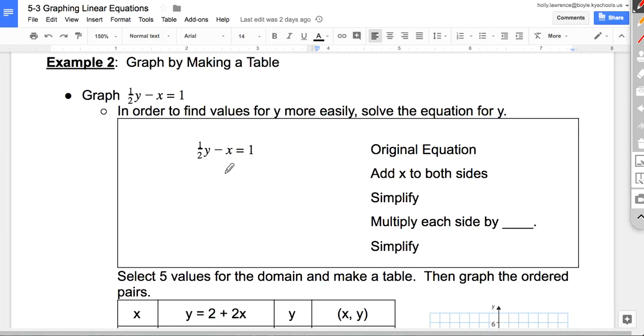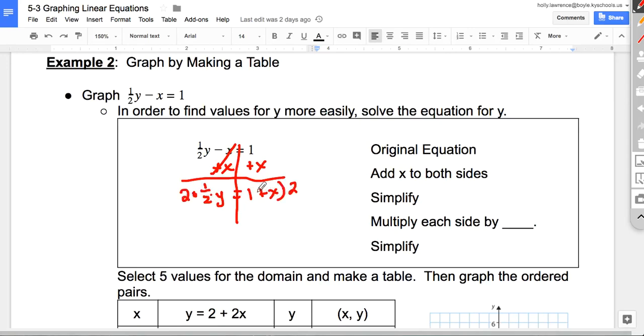So the first thing I'm going to do is I'm going to add x to both sides. So whenever I add x, on the left side I'm left with 1/2 y, and on the right side I'm left with 1 plus x. So those can't combine because they're not like terms. Then the next thing I'm going to have to do is get rid of this multiplication so I can divide by 1/2. But dividing by 1/2, remember whenever you divide by a fraction, you can multiply by its reciprocal. So instead I can multiply both sides by 2.